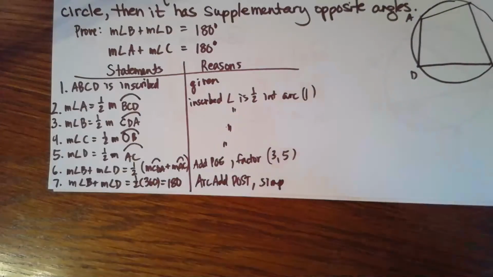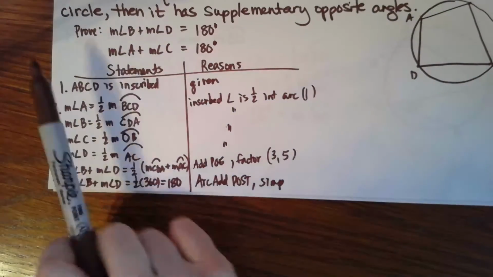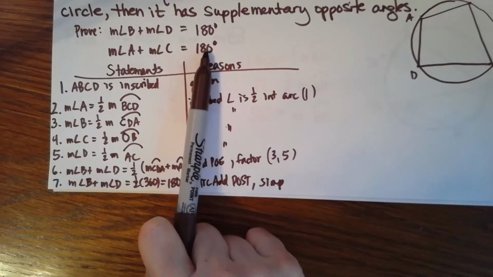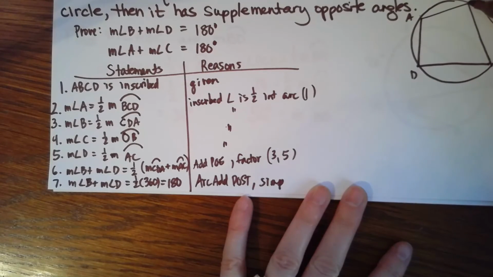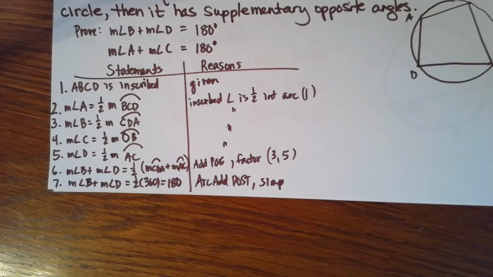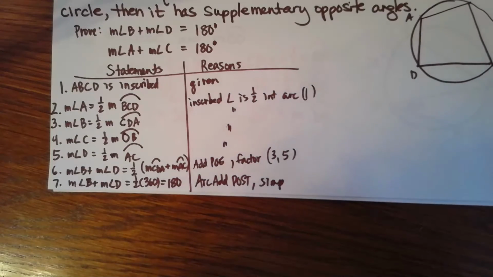I've run out of room, but you can see that we would do the same thing to show that A plus C is 180. So we'd have from B, C, D plus C would be D back to B. That would be the whole entire circle, 360. Okay, so we would have 1/2 of 360 again, which is 180. So those would also add up to 180.